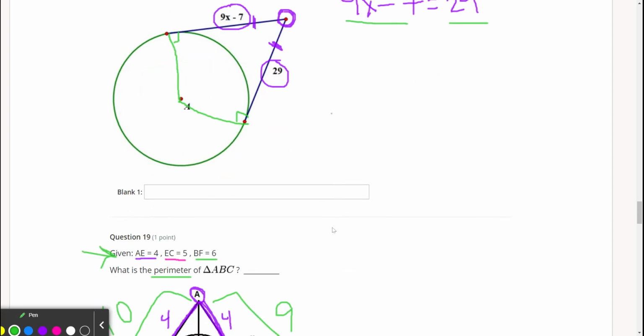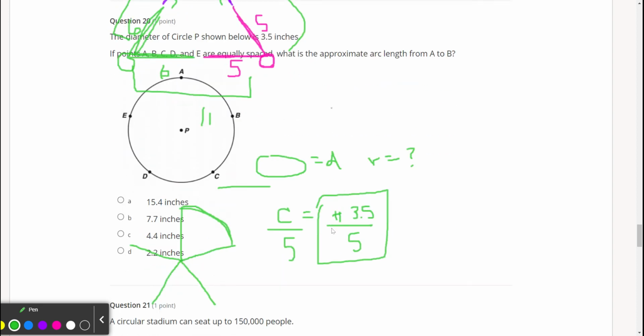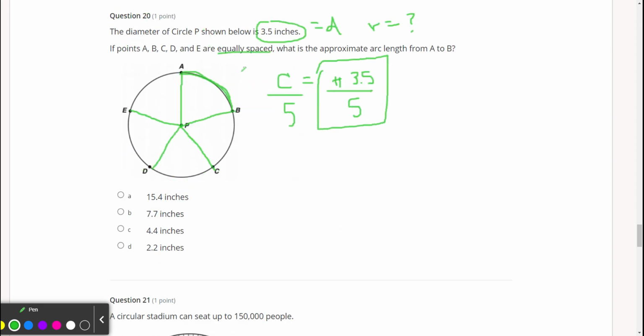Number 20. So with number 20, because it says the points are exactly spaced out, all of these angles are exactly the same size. You can find the circumference using pi d. And then because you only want this one part, you can divide it by 5. So find the whole circumference and then divide by 5 to get that one piece that you want. Does that make sense?